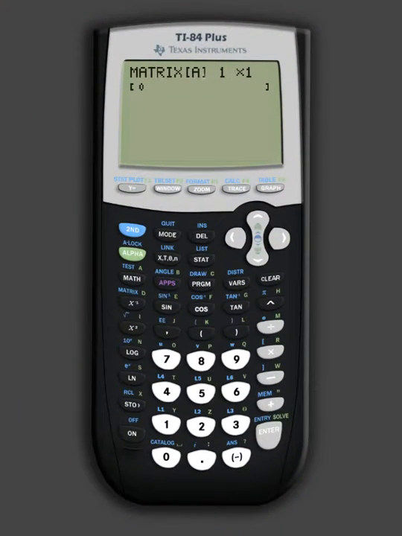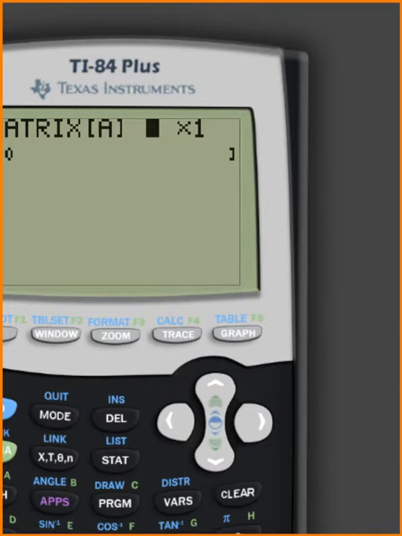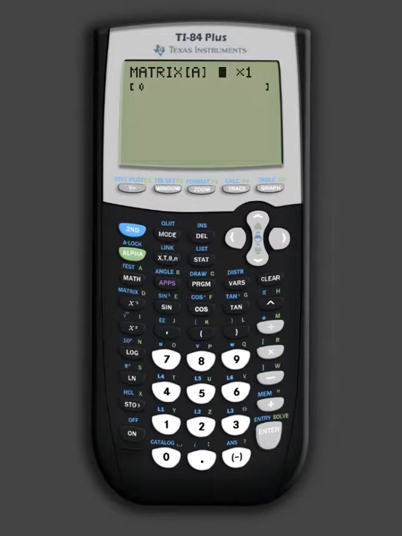You're going to change the size of the matrix. Again, right now it's 1 by 1. We want it to be 2 by 3. So we're going to press 2 and then enter, and then 3 and then enter. And notice the size of the matrix now turned into 6 cells, okay?